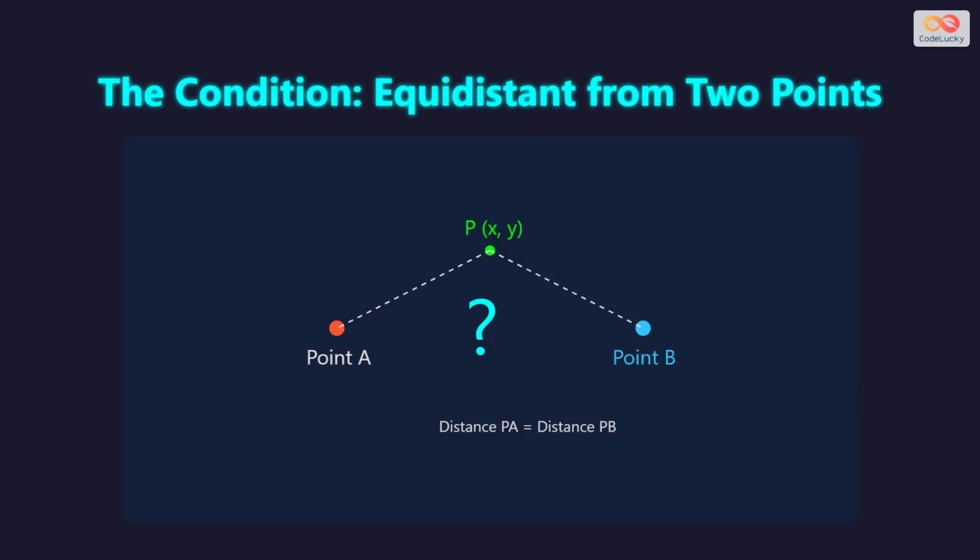The specific problem we are tackling today is based on this condition. We want to find the locus of all points that are equidistant from two different fixed points. Let's call these fixed points A and B. What shape or path is formed by all the points that are the exact same distance from A as they are from B?